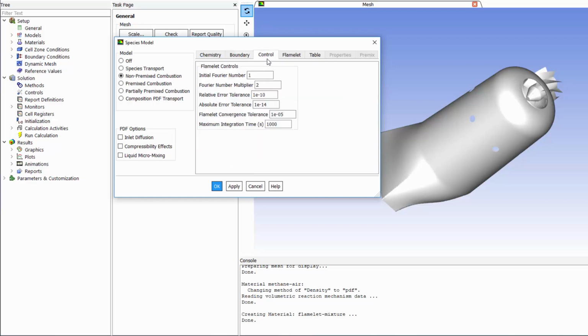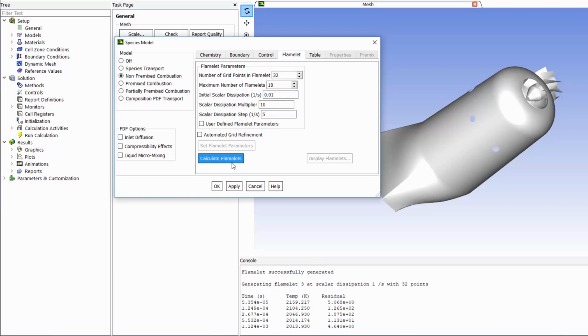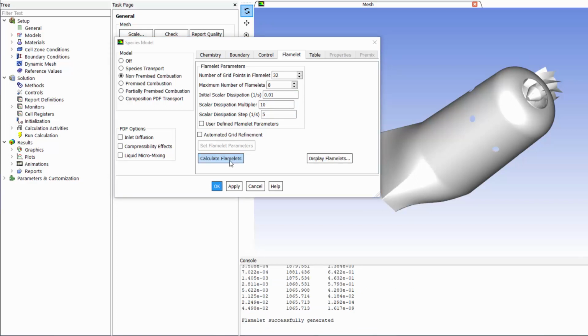Flamelet controls can be used to change how the flamelet is numerically described. These settings are rather advanced, so I will keep the defaults. In the Flamelet tab, I can control the size, maximum number of flamelets, and the scalar dissipation of each flamelet. Once I am satisfied with my flamelet definition, I generate the flamelet file. This can be saved, modified, and used in different simulations.